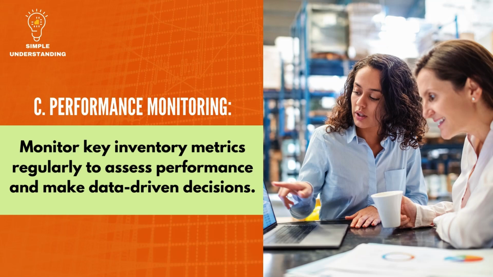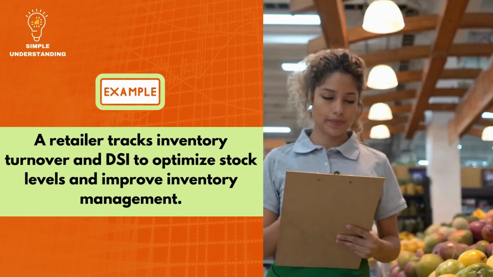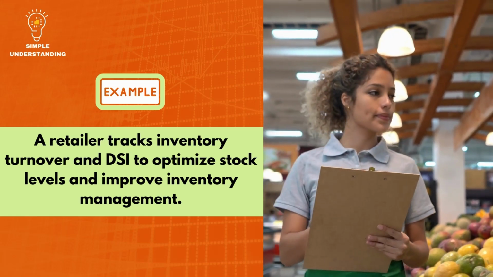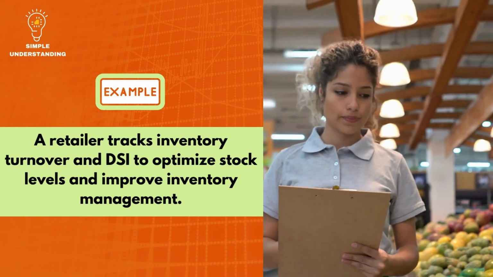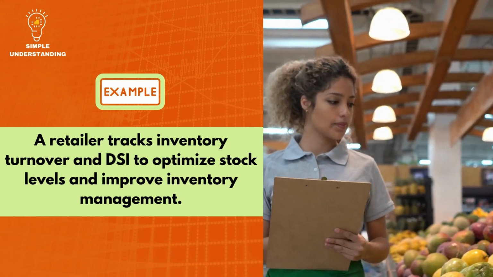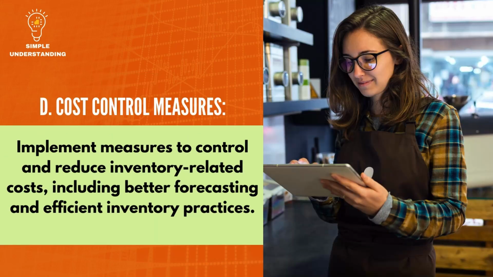C. Performance monitoring. Monitor key inventory metrics regularly to assess performance and make data-driven decisions. Example: a retailer tracks inventory turnover and DSI to optimize stock levels and improve inventory management. D. Cost control measures.